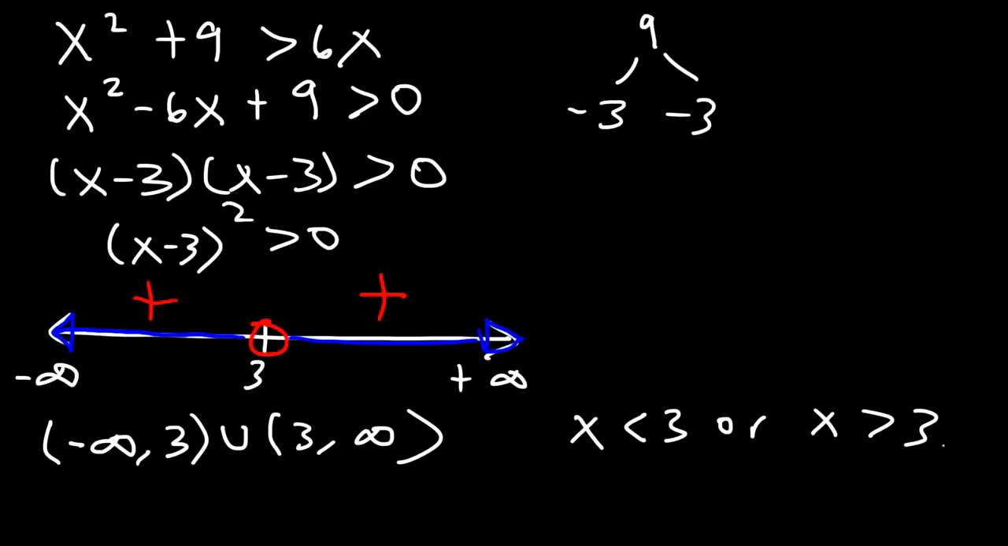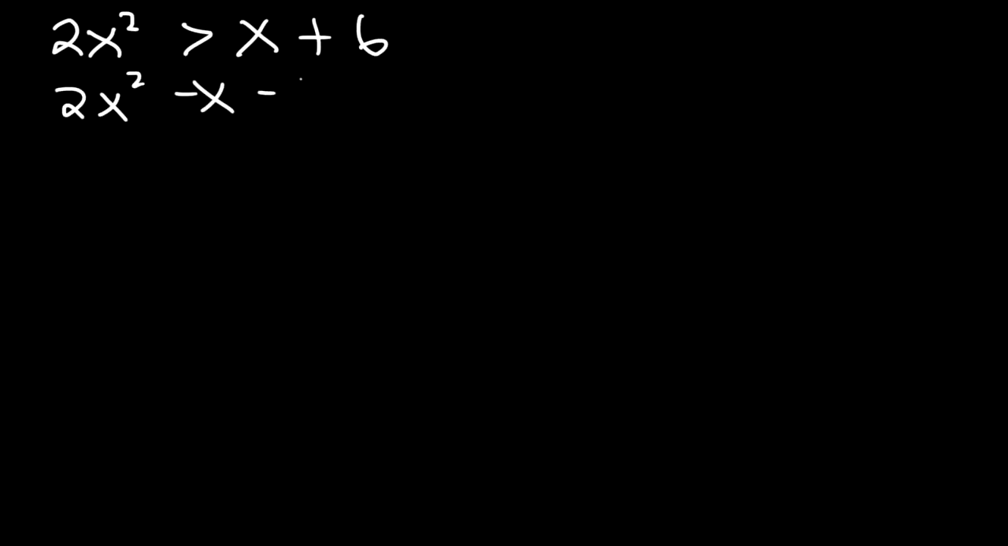Now, let's move on to our next example. So let's say that 2x squared is greater than x plus 6. Go ahead and try that. So let's move the x plus 6 from the right side to the left side. So on the left side, they will be negative. Now we need to factor this expression.